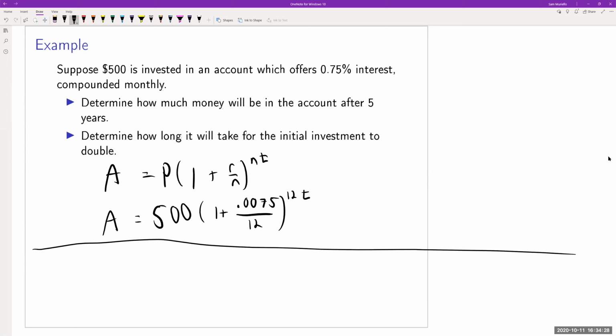For the first one, I want to know how much money will be in the account after 5 years. So A will be 500 times 1 plus 0.0075 over 12 to the 12 times 5. This is surely a job for our calculator, so I'll pull one up for myself and plug it in. So 500 times 1 plus 0.0075 divided by 12 to the 12 times 5. I am getting $519 and about 10 cents.